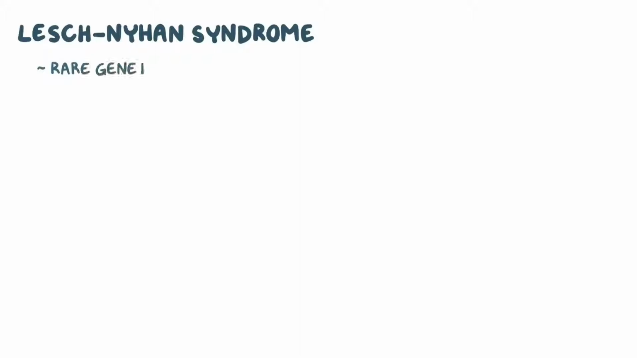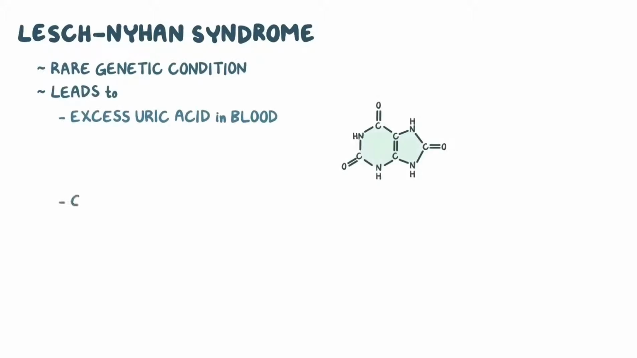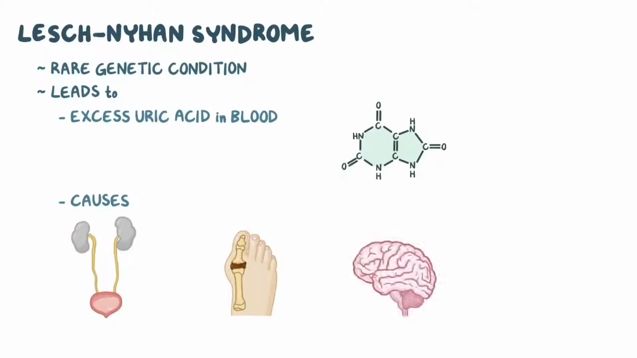Syndrome is a rare genetic condition which leads to excess uric acid in the blood, and it causes kidney, joint, neurological, and behavioral problems.